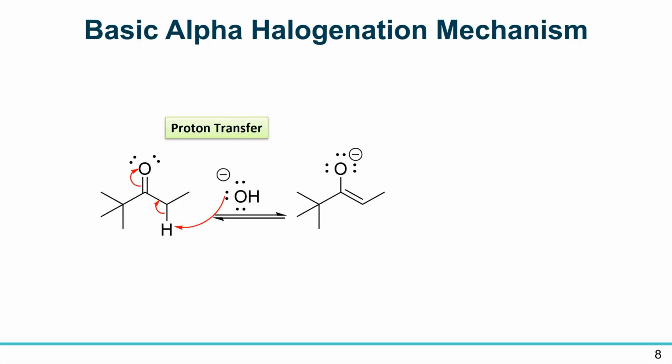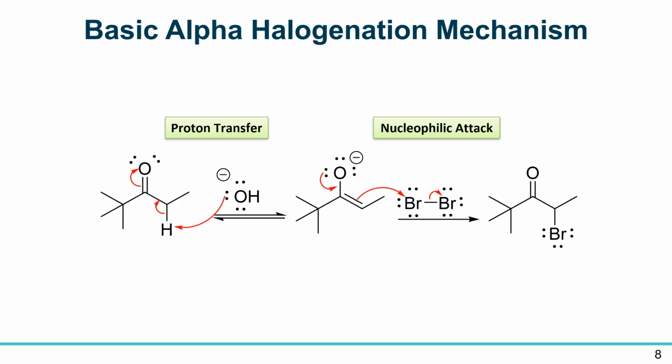The mechanism for alpha halogenation under basic conditions first has proton transfer to form an enolate. This can be shown using curved arrow notation by starting an arrow at the lone pair of the base hydroxide's oxygen. The alpha proton is removed, and the sigma bond electrons are moved to form a new pi bond between alpha and carbonyl carbon. The carbonyl pi bond then moves to form a new lone pair on the carbonyl oxygen, which gives the enolate intermediate.